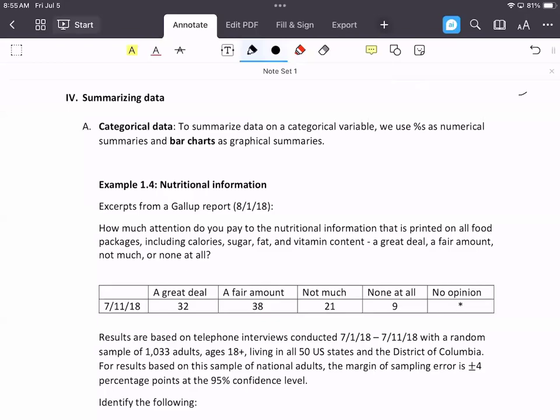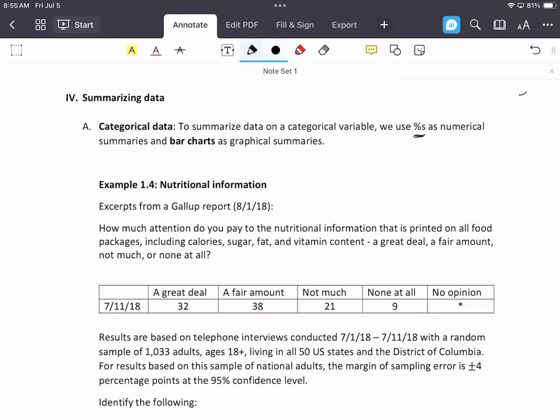When you collect data, you need to, at some point, communicate that data to someone else, and it's helpful to first summarize the data. So we're going to look at categorical first, also called qualitative, but in this class we call it categorical data, and see good ways to summarize the data. To summarize categorical data on a categorical variable, we're going to use percentages as numerical summaries. In other words, we'd calculate the percent of whatever we did, and we'll see an example down below.